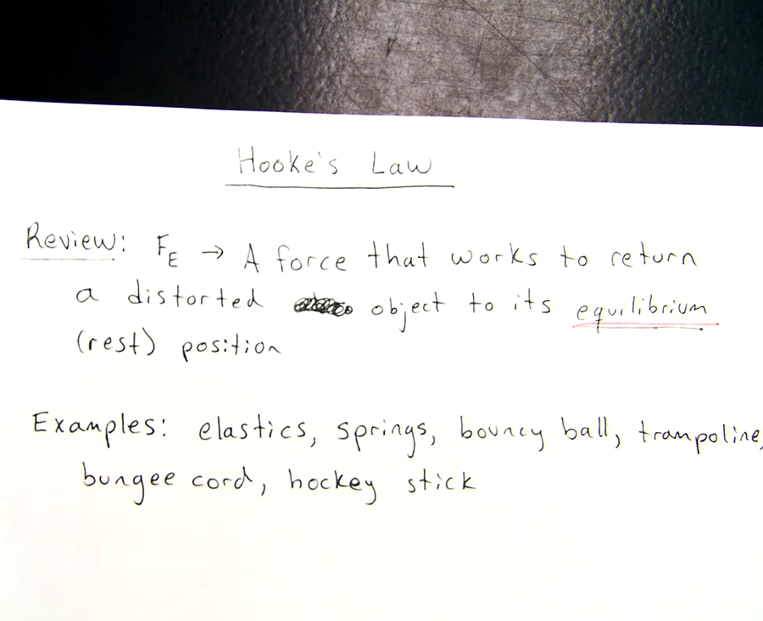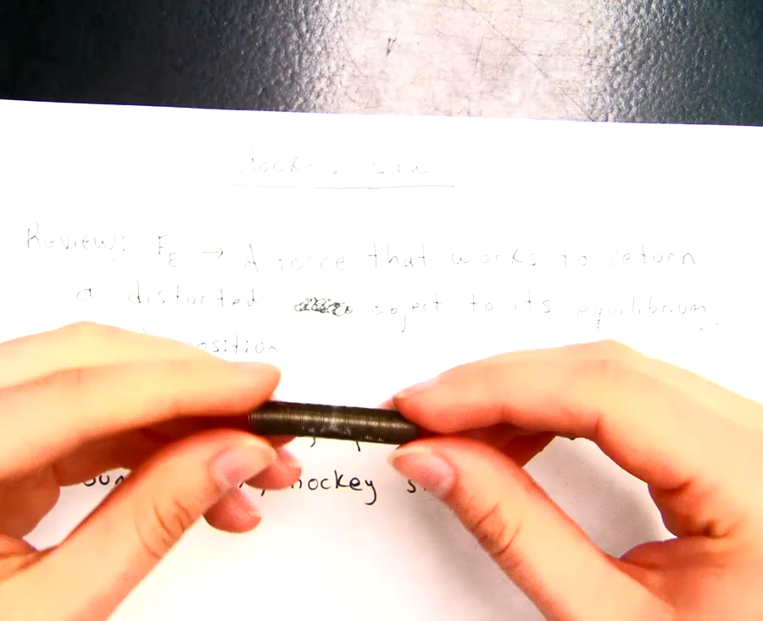In this video, we will be discussing Hooke's law, but before we can begin talking about Hooke's law, we have to review what the elastic force is. Elastic force we abbreviate as Fe. It's a force that works to return a distorted object to its equilibrium or rest position. We have lots of different examples like elastics, springs, bouncy balls, even trampolines and hockey sticks count.